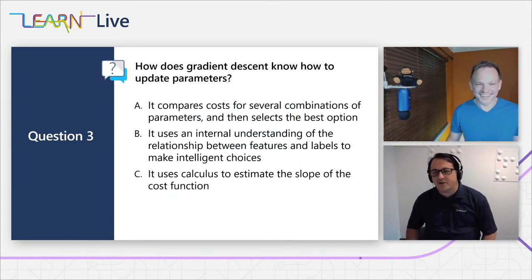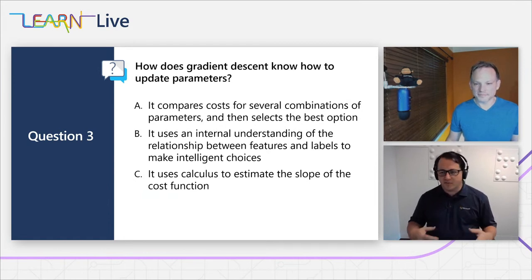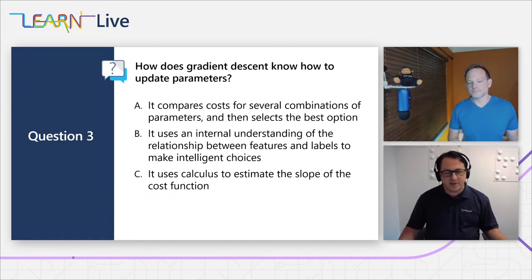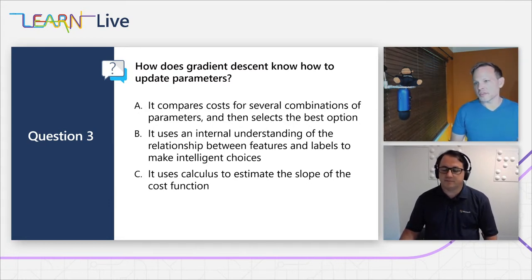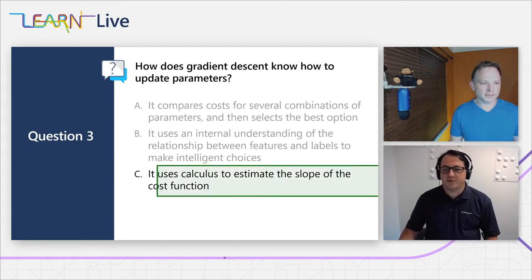Question three is: how does gradient descent know how to update the parameters? Does it compare the cost for a number of combinations of parameters and then select the best one? Does it use an internal understanding of the relationship between features and labels to make intelligent choices? Or does it use calculus to estimate the slope of the cost function? Well, comparing costs for several combinations of the parameters could theoretically work, but it's certainly not going to be efficient. Does it use an internal understanding of the relationship between features and labels? I hope not. If we have an internal understanding that's not well defined by the math, we're in trouble. So does it use calculus to estimate the slope? The answer is absolutely yes. Cool.